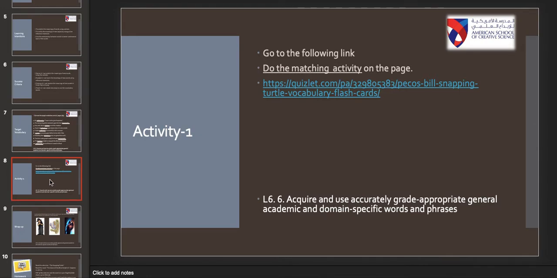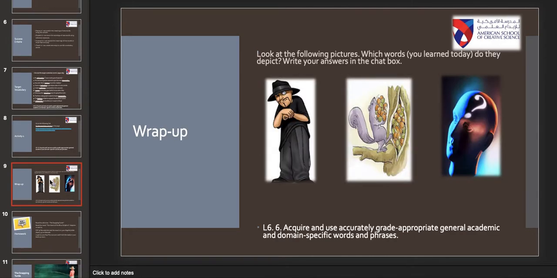In the following activity, you need to go to this link, which is a Quizlet link, and there will be a matching activity in which you will be matching the vocabulary with their meanings. In this activity, you need to look at the following pictures and think of which words that you learned that day they represent.